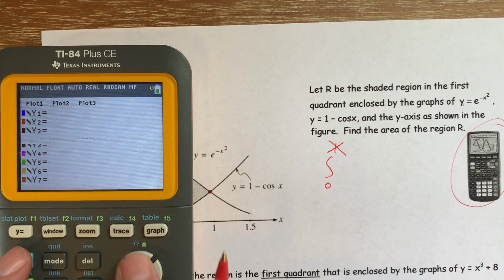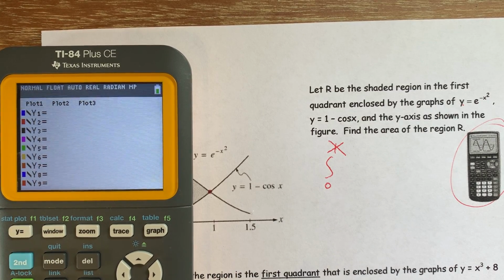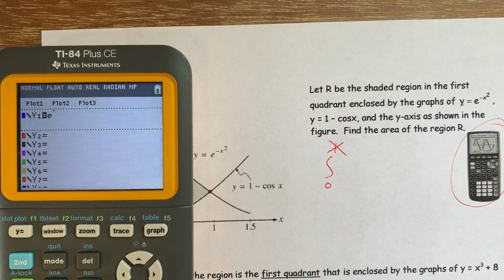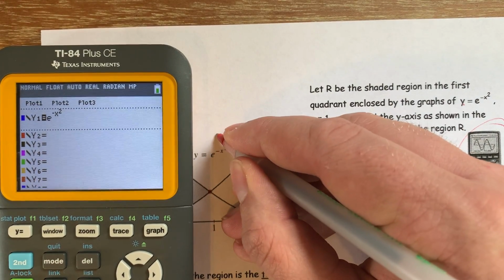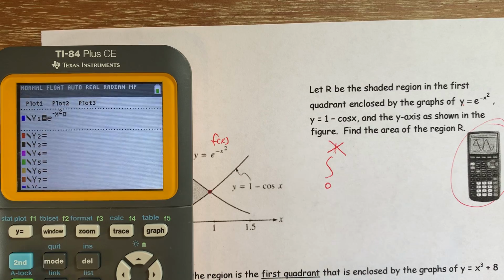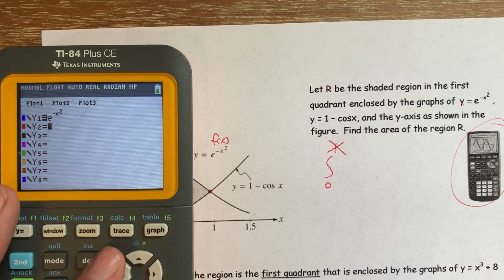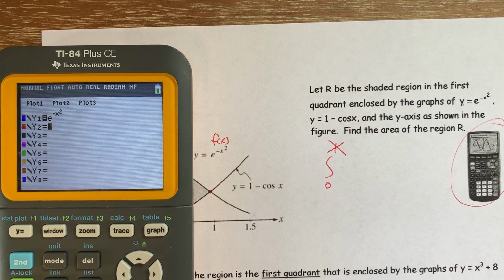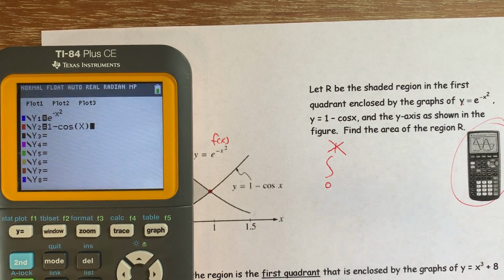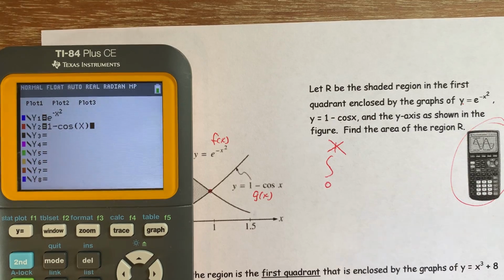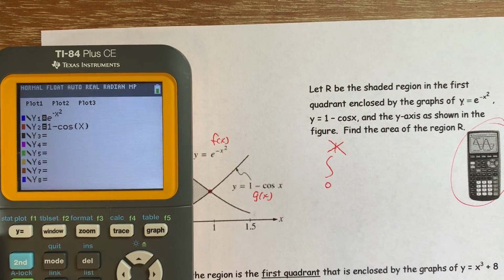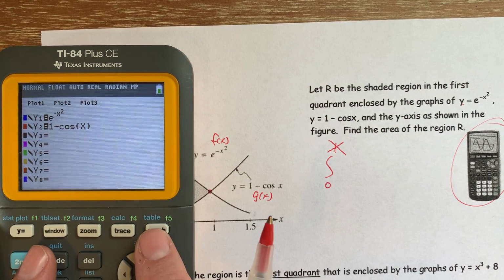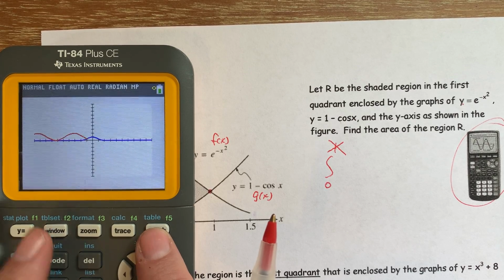Y equals, so y1 is going to be e to the negative x squared. I'm going to put f of x here just to remind me that that's my first one. And y2 is going to be 1 minus cosine of x. I'm going to call that g of x. And so I've got the functions. I need to graph them. I'm going to zoom in a little bit.